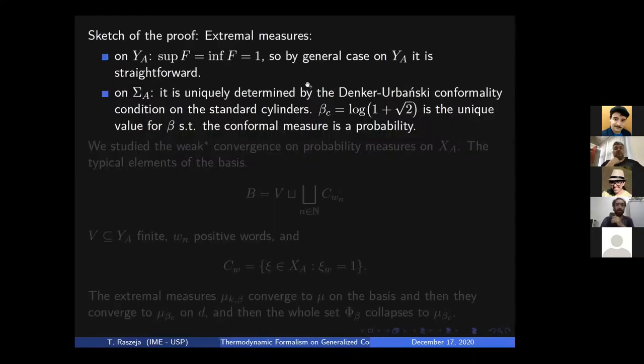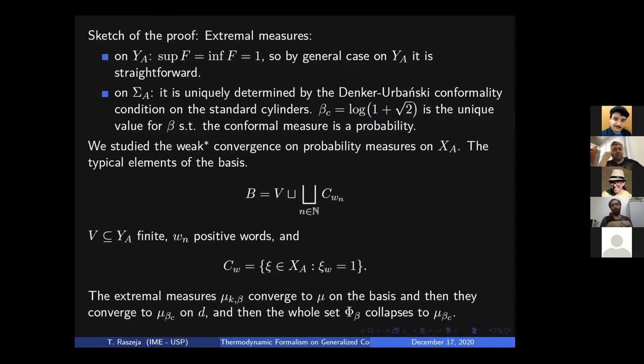And again, the proof. About the existence, I don't have to talk much more because it's basically applying the previous theorem. In particular for sigma A, we can impose the Denker-Urbanski conformality condition on the cylinders of sigma A. When you try to evaluate that, you find that this critical value is the unique value for which this measure is a probability. And for the weak convergence, we identified this in a very general way.